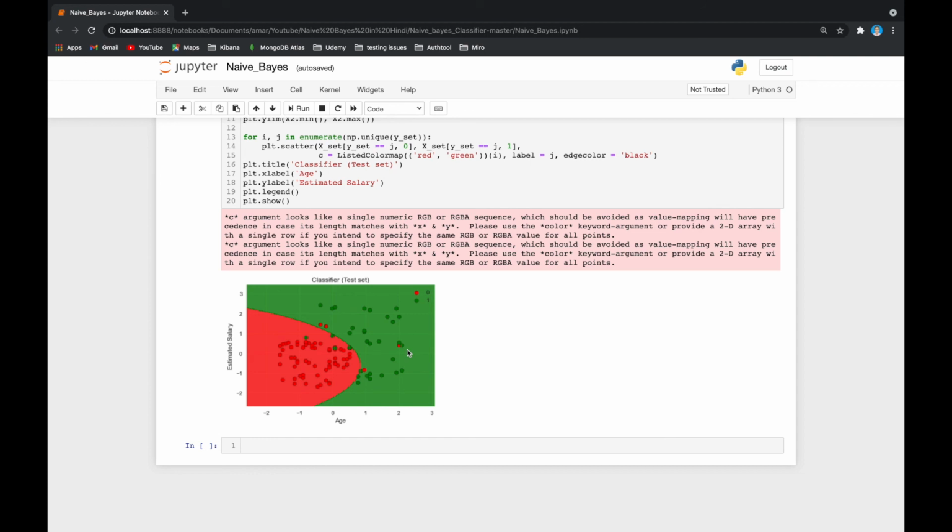Okay, so this was it from my side, the naive Bayes algorithm and its implementation.